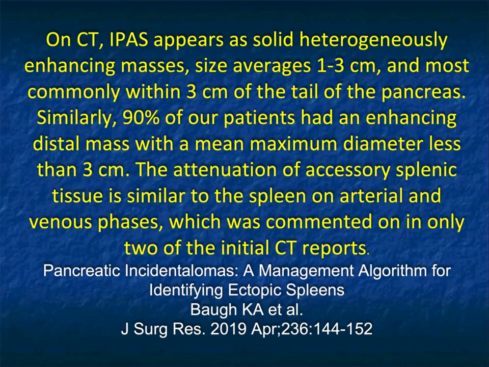Obviously, when they're in the splenic hilum, they're easy to diagnose, but when they're inseparable from the pancreas, those little splenules are indeed very difficult. These lesions tend to be in the 1 to 3 centimeter size range, usually within 3 cm of the tail of the pancreas. When they're far away, it's easy. When they're abutting, it can be very difficult. 90% of our patients had an enhancing lesion with a mean diameter under 3 centimeters. The attenuation of accessory splenic tissue is similar to the spleen on both arterial and venous phase imaging. This is probably the most important finding.